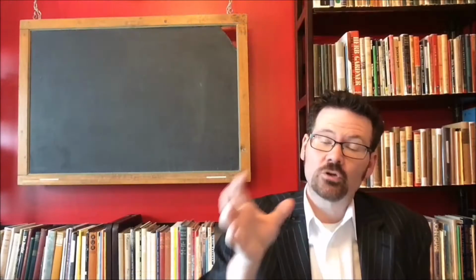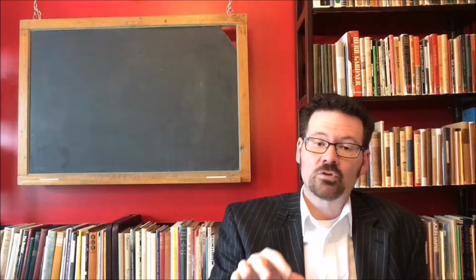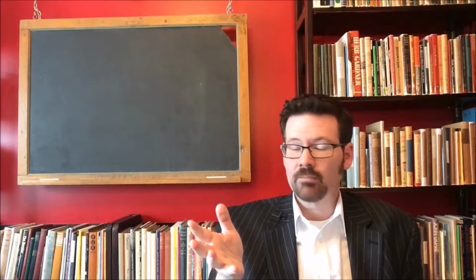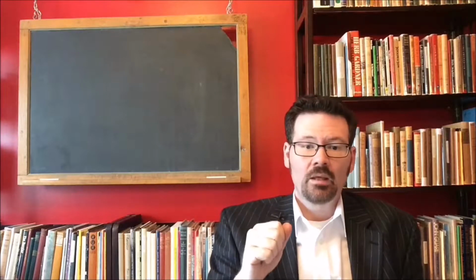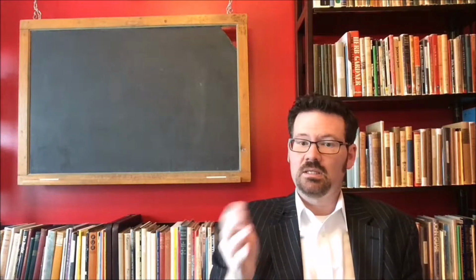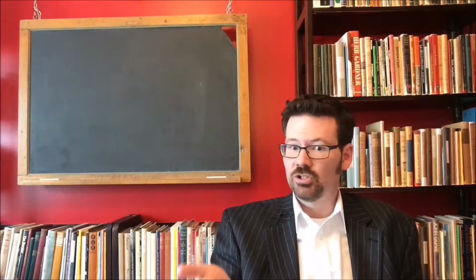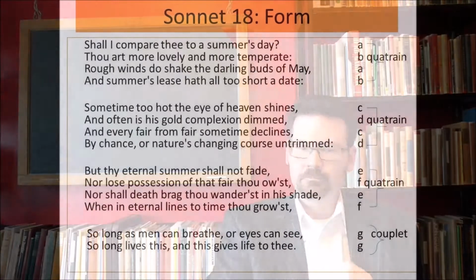Okay, so did you notice there that first quatrain? The first quatrain follows that A-B, A-B rhyme scheme, right? And the second quatrain follows the C-D, C-D rhyme scheme. Third, E-F, E-F, final, G-G. Okay, so let's take a look at that again.